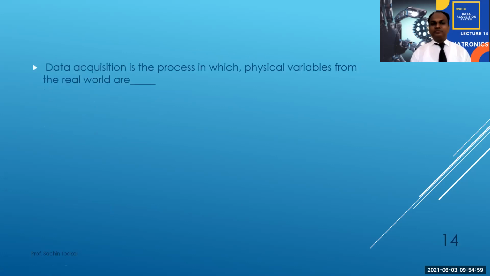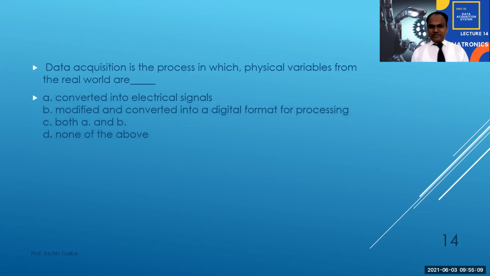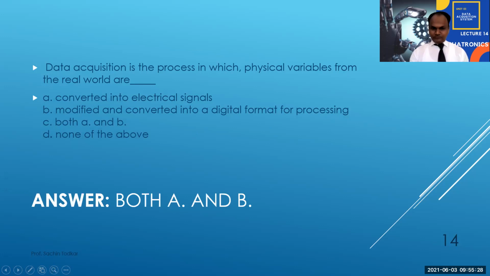The next question: data acquisition is a process in which physical variables from the real world are converted into electrical signals, modified and converted into digital format. Options: A, B, both A and B, and none of the above. This is a tricky kind of question, but you have to remember that in a data acquisition system, all the signals will be converted into electrical or digital format. So your answer will be both A and B.